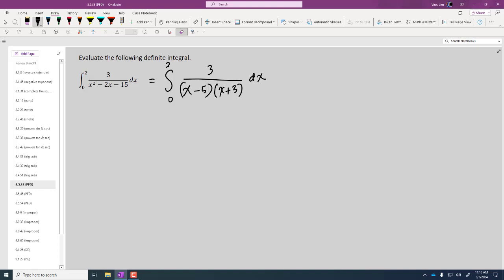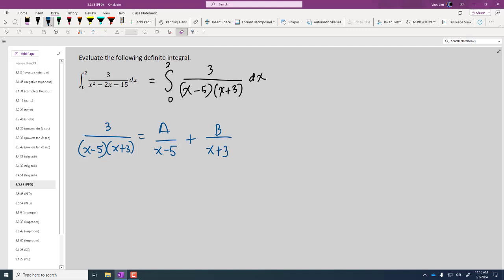PFD is the process of breaking apart a rational expression into partial fractions. This fraction has a quadratic in the denominator. We want to break it apart into two fractions that have linears in the denominator. So that's our strategy. We take our fraction and set up the form that it must take. It must have come from something over x minus 5 plus something over x plus 3.